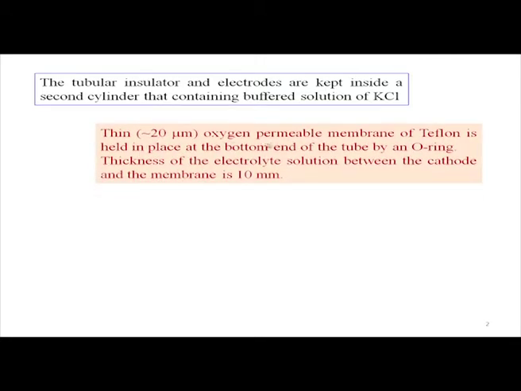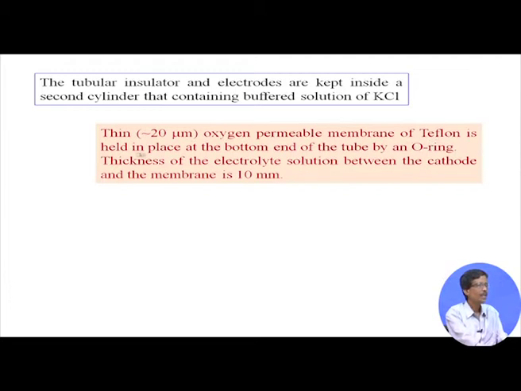The insulator through which it goes is kept inside the second cylinder containing buffered solution of KCl. So the tubular insulator and electrodes are kept again inside a KCl solution, and sometimes a 10 to 20 micrometer permeable membrane. Like polypropylene, you can also use Teflon. Teflon we all know, it is used in the home, the Teflon coating on kitchenware. It is a very useful material.